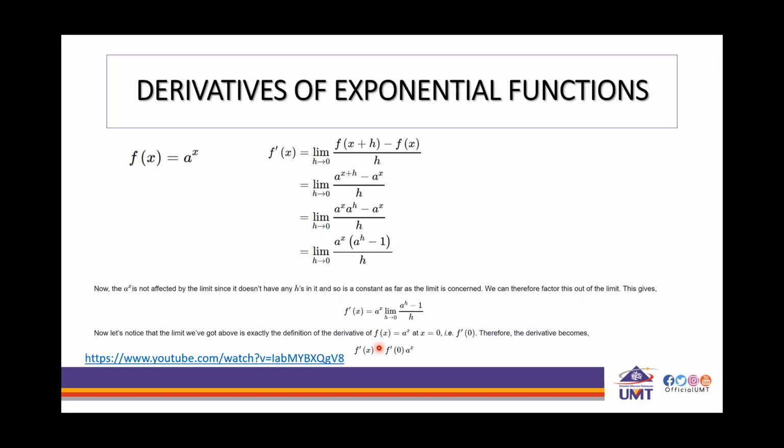Alright, now let's notice that the limit we've got above is exactly the definition of the derivative of f(x) equals a to the power of x at 0. Therefore, the derivative f prime x is equal to f prime 0 times a to the power of x. So that's why the derivative of a to the power of x is always a constant times a to the power of x.